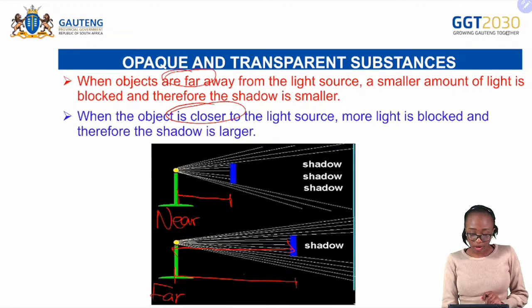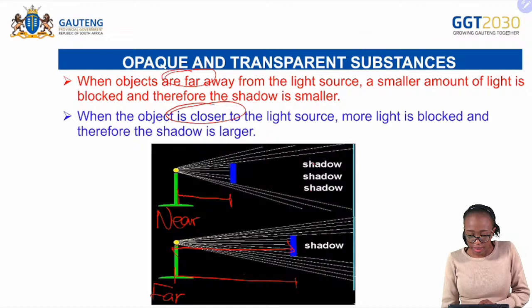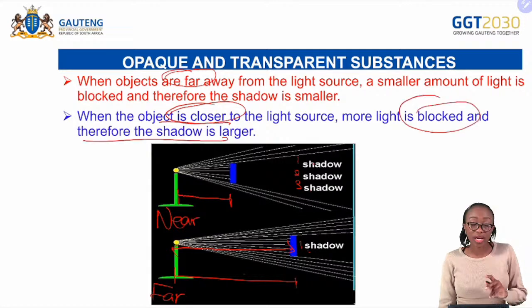Let's go back to the diagram. The word shadow will represent the size of the shadow. So the more words we have, the bigger the shadow is. The fewer words we have, the smaller the shadow is. We've got 1, 2, 3, and 1 over there. We'll start off with the one that is near the light source. If the object is closer to the light source, more light is blocked and therefore the shadow is larger. So we've got 1, 2, 3 shadows.